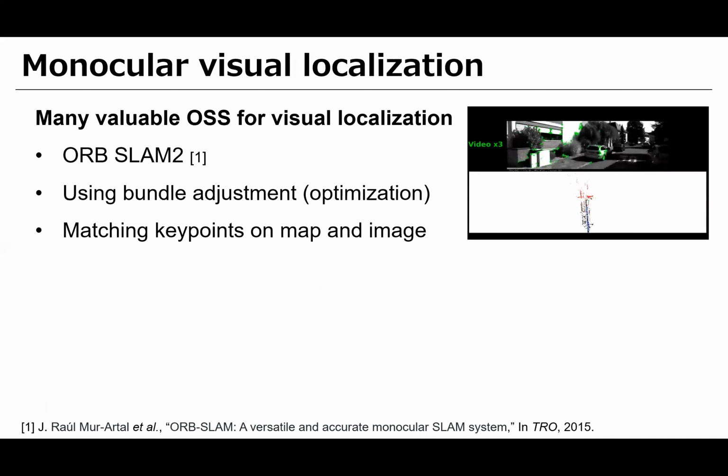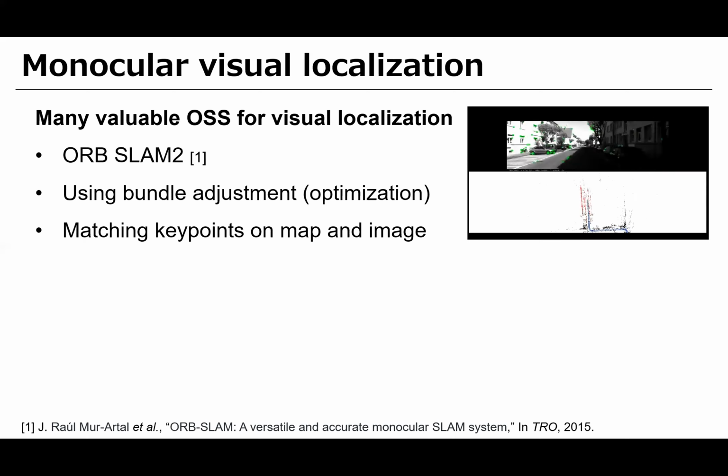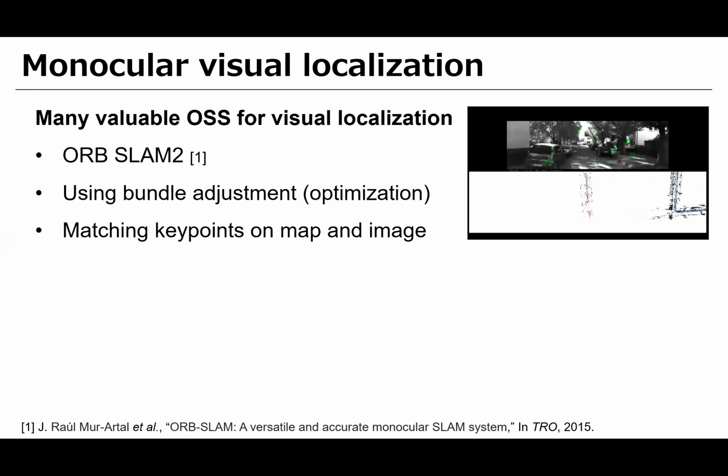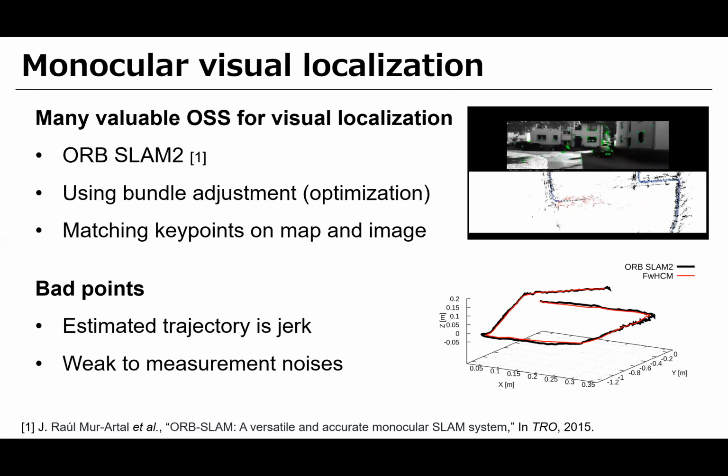Let me start the introduction of our research. Recently, many valuable open source software for visual localization are available. ORB-SLAM2 is very famous and it enables to achieve accurate camera tracking. In ORB-SLAM2, bundle adjustment, that is the optimization-based key point matching method, is used. In the bundle adjustment, pairs of the key points are determined and the distances between the pairs are minimized. ORB-SLAM2 is very nice software.